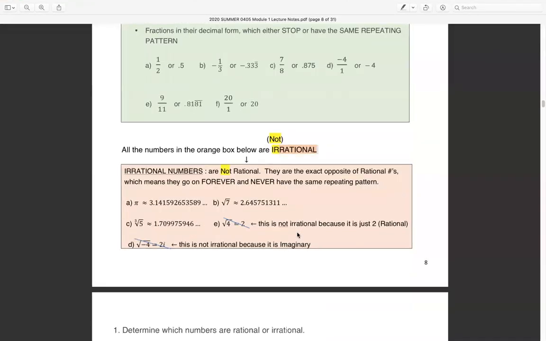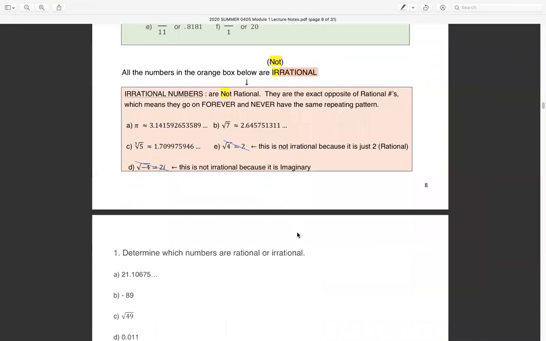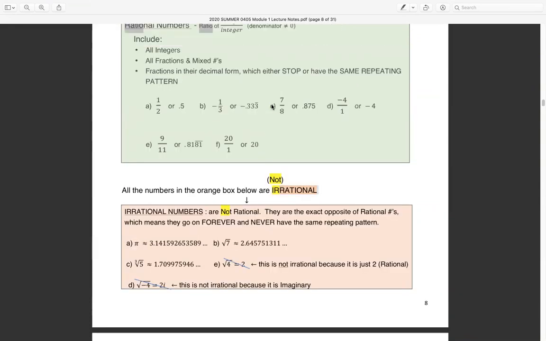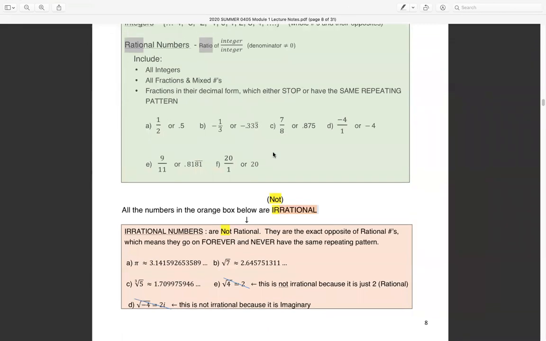Now for your irrational numbers, you just got to remember that they are the opposite of rational because the prefix "ir" means not. So what is the opposite of rational? Well, what's the opposite of stopping? That means it goes on forever. What's the opposite of having the same repeating pattern? It's never having the same repeating pattern. So these go on forever and never have the same repeating pattern. A perfect example is pi.